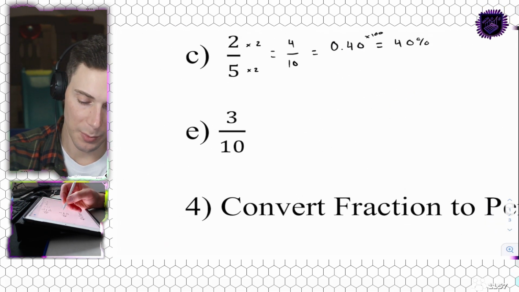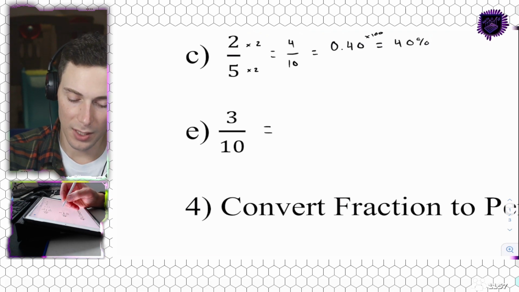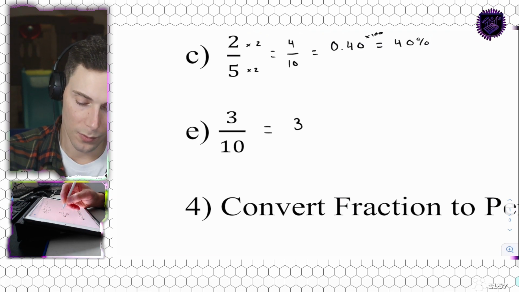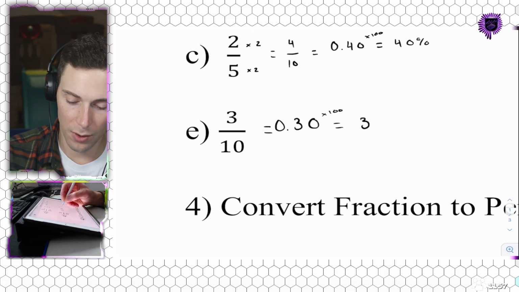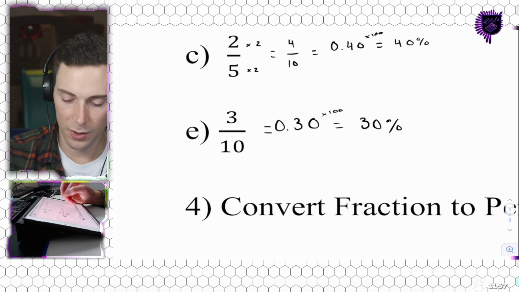3/10, it's a nice base 10 here. 3/10 is equal to 0.3, which is equal to, right, multiply by 100. It's going to bring us to 30%.